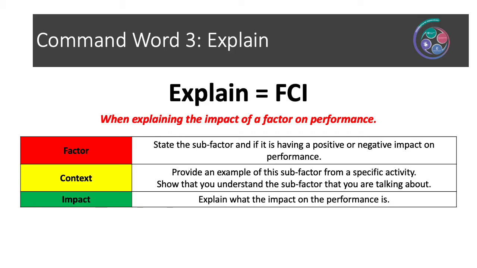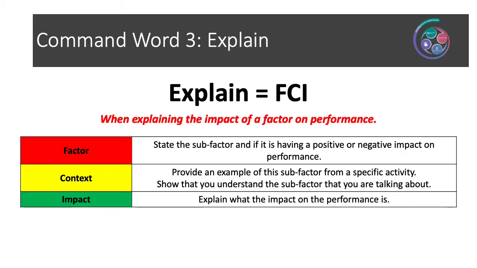For you to get 1 mark, you would have to make sure that you have the factor, the context, and the impact. So if, for example, it's a 4-mark question, you would have to do FCI 4 times. So the factor bit of the answer. This is when you state the sub-factor that you're talking about, and if it's having a positive or a negative effect on the performance.